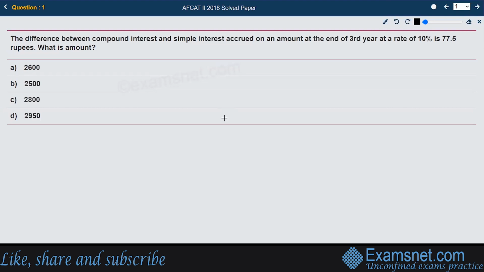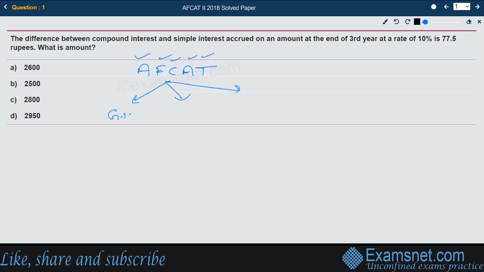So we are dealing with the AFCAT 2018 solved paper. Let us summarize something about the AFCAT paper. The full form of AFCAT is Air Force Common Admission Test. The particular test contains 3 sections.